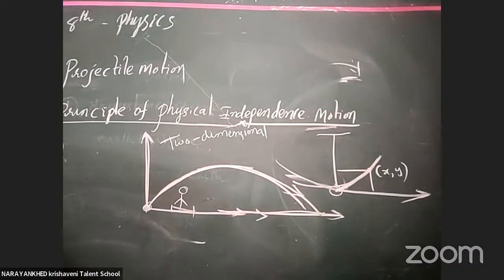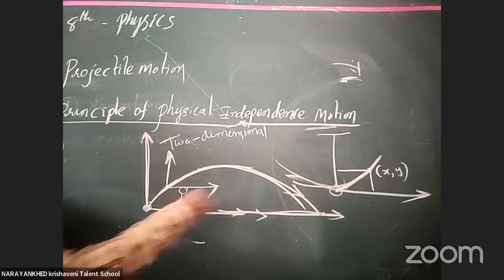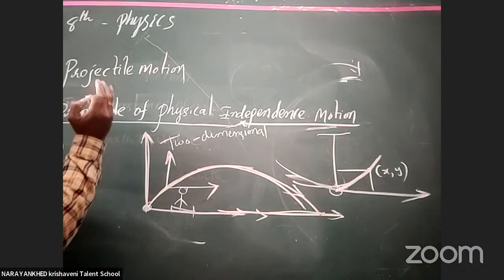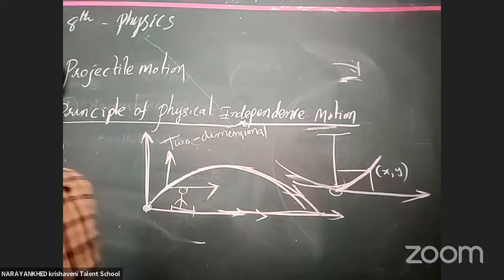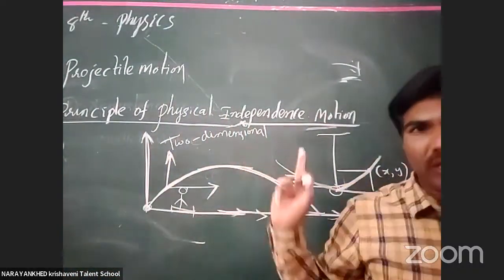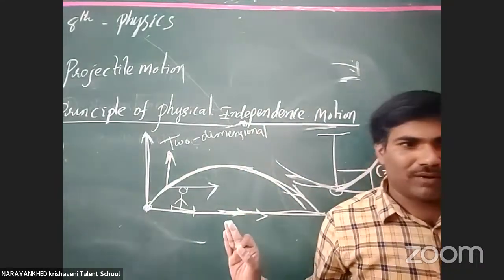Now, the result is split into two components. One is the y component, another one is the x component. The x is the horizontal component, the y is called the vertical component. Okay, clear or not, all the students? Yes, there are two components for our projectile motion: one is vertical, another one is horizontal. Got it or not?